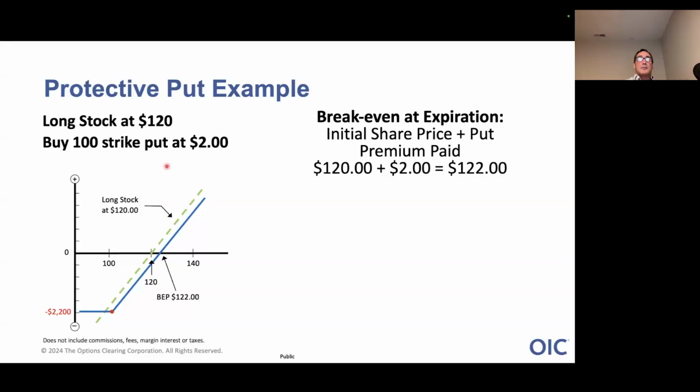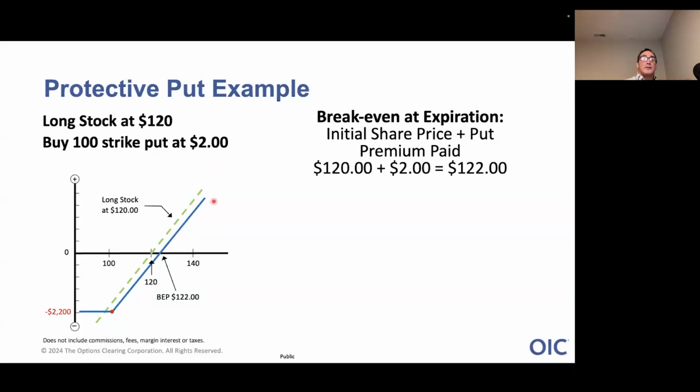Well, you would take the price you paid for the stock, 120, add the premium that I paid for the put, $2, and that gets me to 122. So at 122, at expiration, I would neither make money nor lose money on this position. Yes, I would make $2 on my stock, but I'd lose $2 on my puts, because at 122 my puts theoretically have no value, so I would break even.